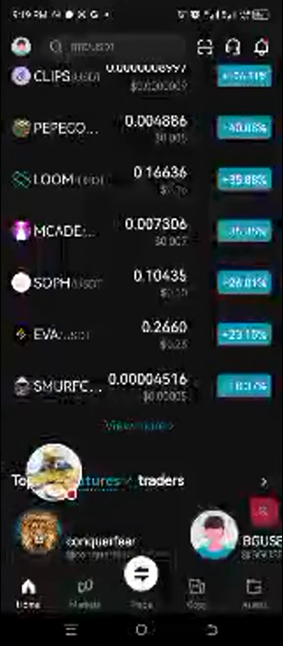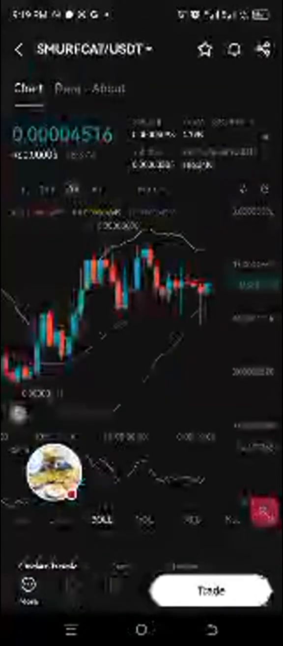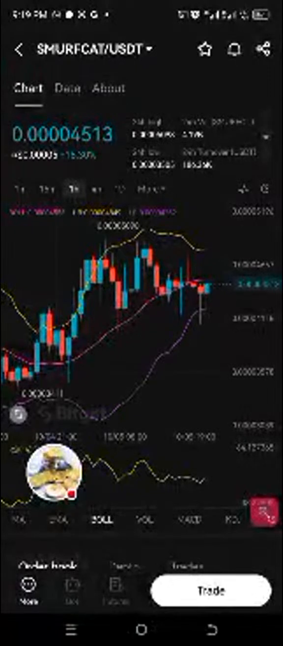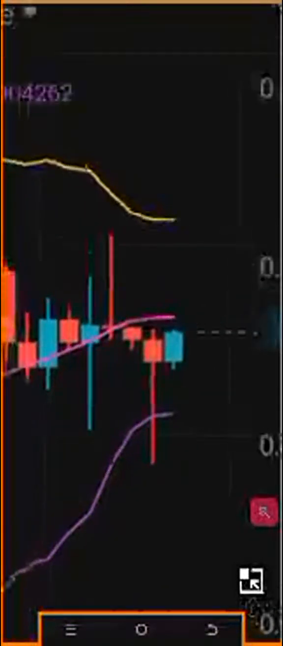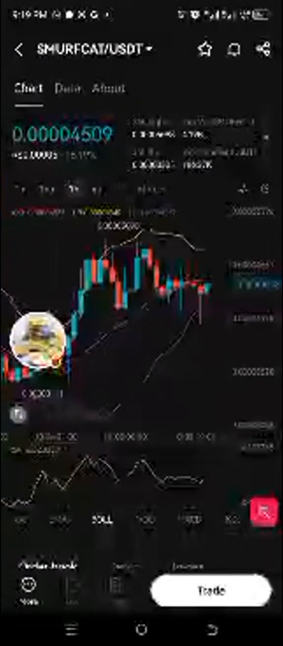Okay, let's look at Smurfcat. I did a video on Smurfcat, and it looks like it's good, but no, look at it. It's about to shoot up high, but it's still in a tight zone. It's trying to break free. Look at those three preceding red candles. Will this run? It looks like it's gonna run, but I'm not 100% sure. But it's on pump mode.